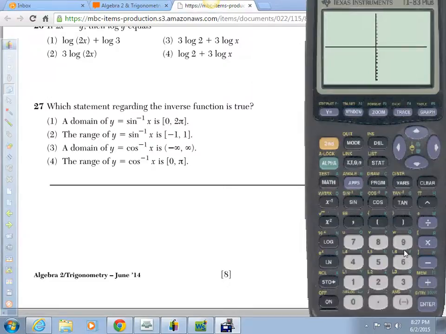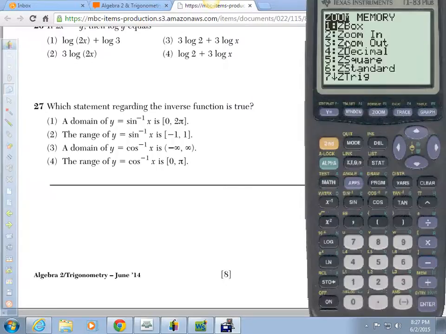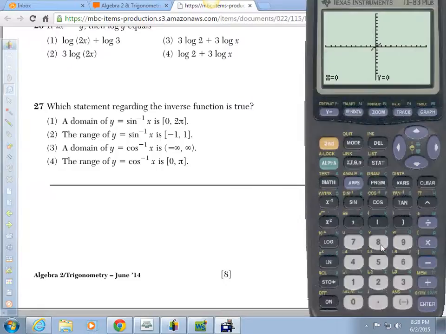And is zoom 6 a little bit much? Yeah, it's a little bit too much. So if you go to zoom, we can zoom in. I'm going to hit option number 2. I'm going to zoom in. And notice it gives me the coordinate 0, 0. Yeah, that's where I want to zoom into. I want to zoom into the origin, so I'm going to hit enter. Is that a little bit better? Yes. And they're asking me which statement is true.